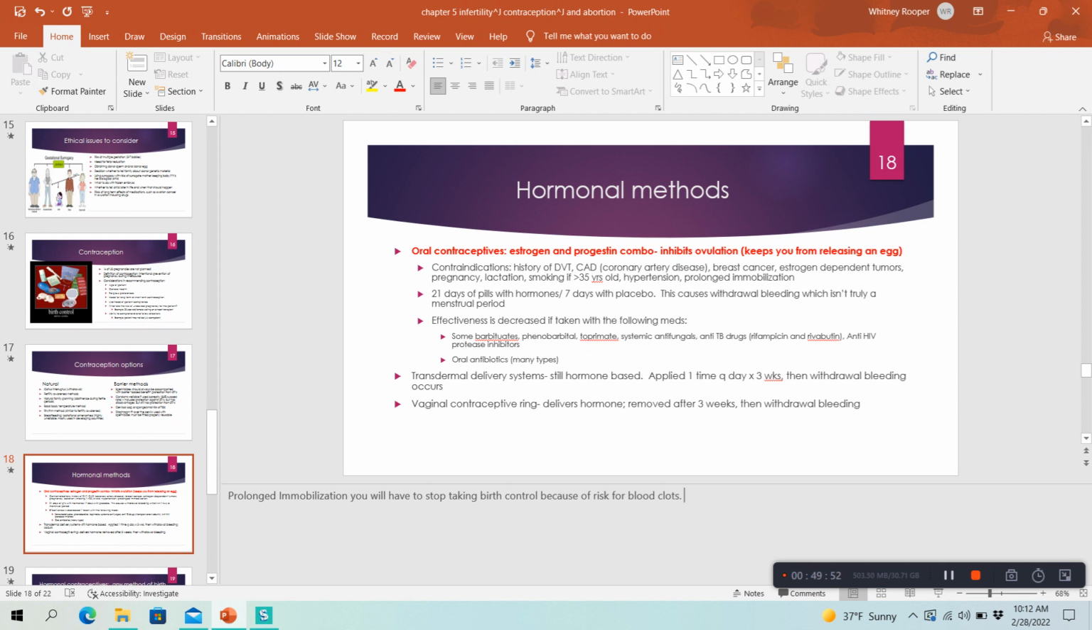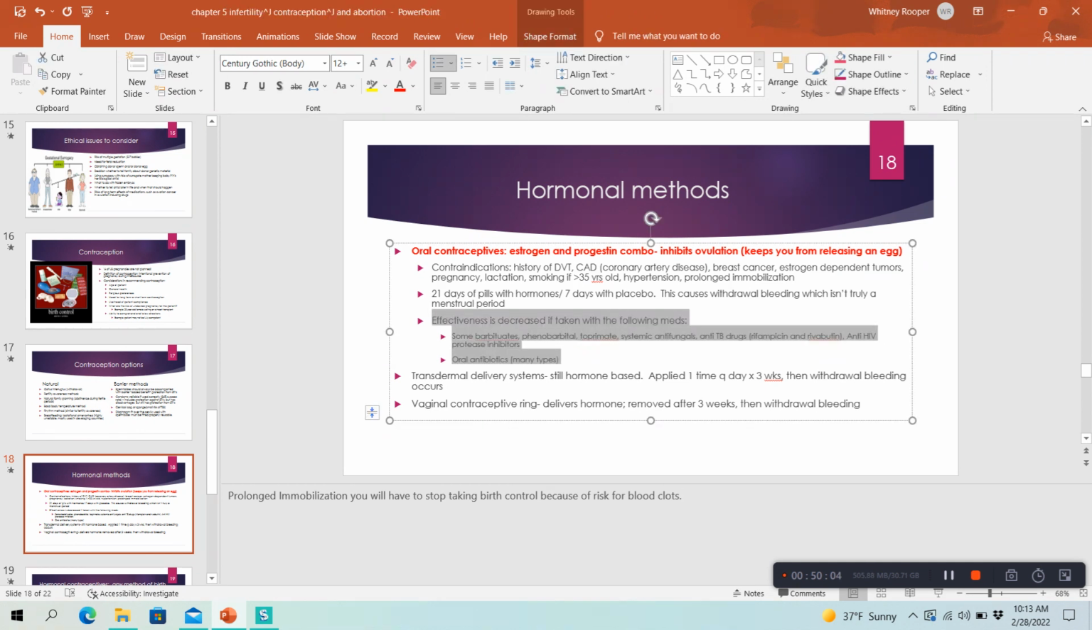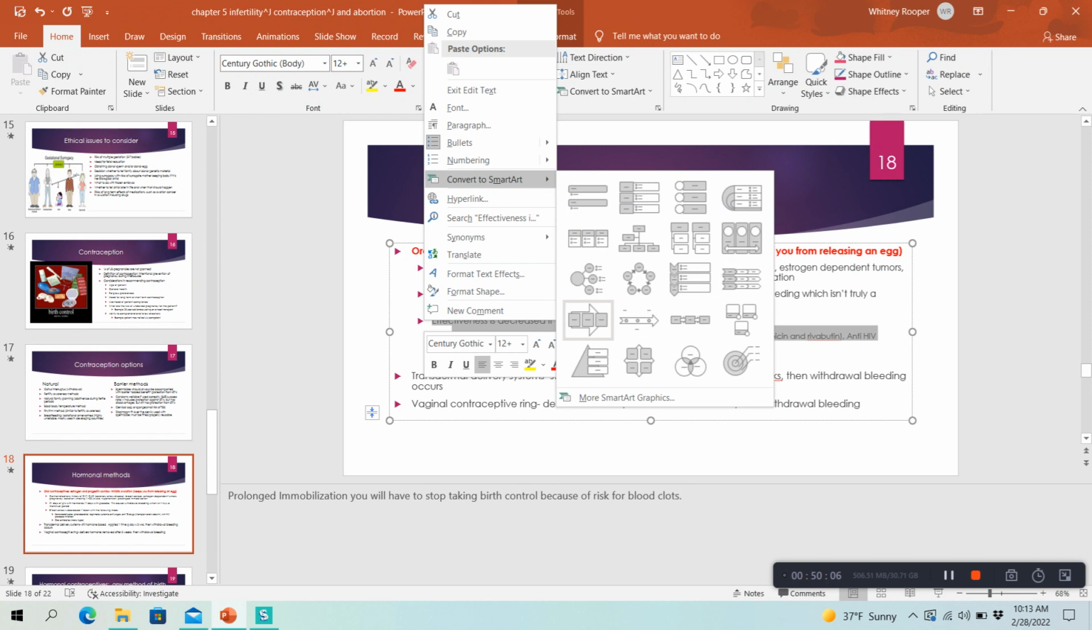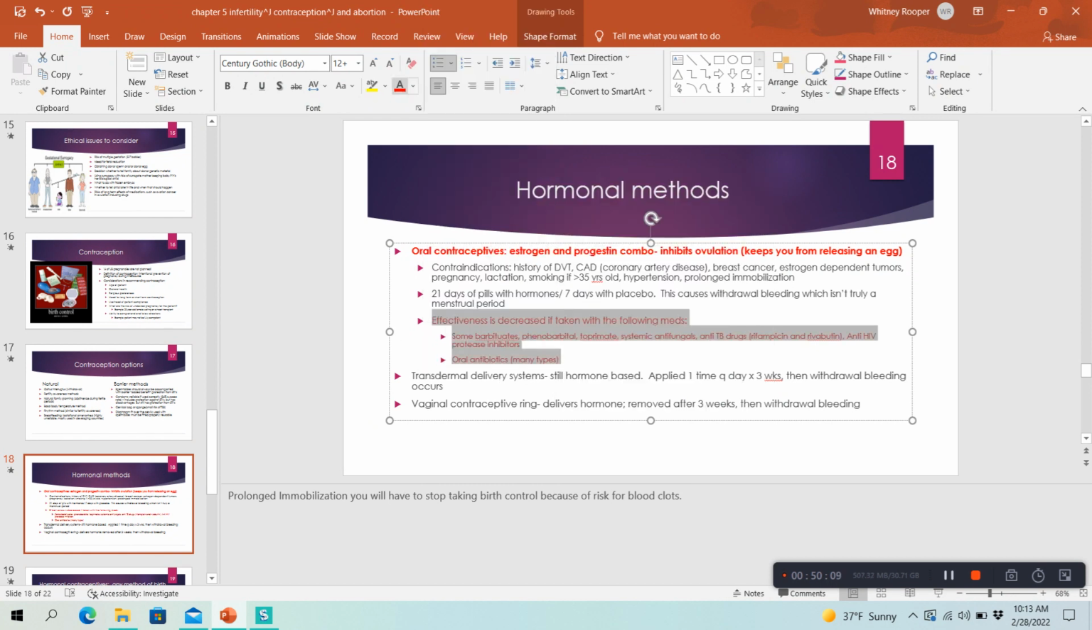So no hormonal contraceptives. Now, we also know the effectiveness of the pill is decreased. This is important if taken with the following meds: some barbiturates, topiramate, antifungals, anti-TB drugs. Y'all think this was on your test last week, wasn't it? About that rifampin, is that how you say that?